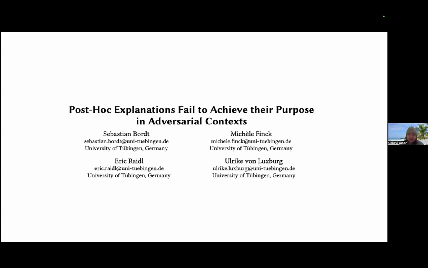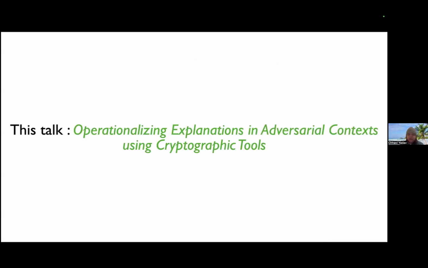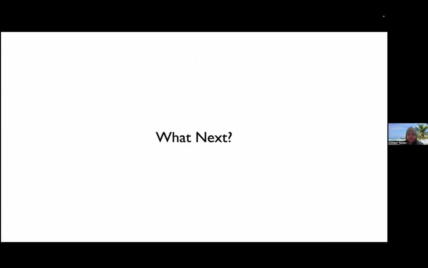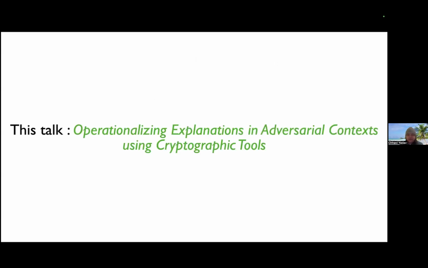And there has been some work which shows that explanations fail to achieve their purpose in such adversarial contexts, and maybe we should stop using them. And my work is sort of saying that probably there is still some hope if we use cryptographic tools. So this is the basic setup, and I hope everybody understood it.